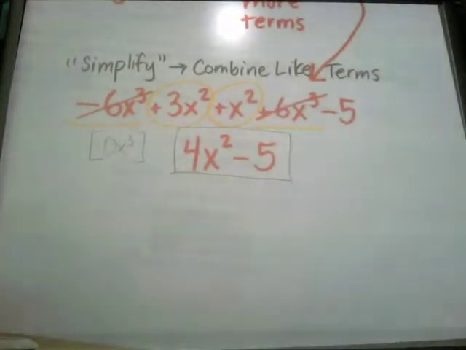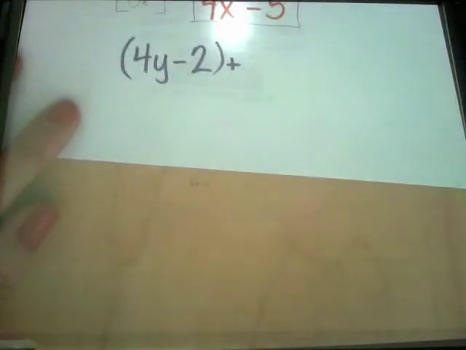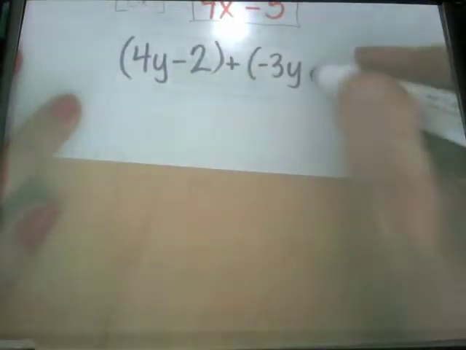So that's the first example of a polynomial. Now, here's what you're going to be doing. You are going to be adding them, which means that you will be given 2 different polynomials. For example, 4y minus 2, do parentheses. That's a binomial, right? We've got 2 terms. Plus negative 3y minus 9.